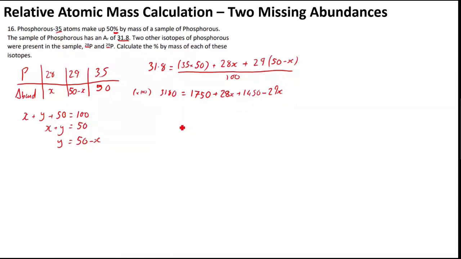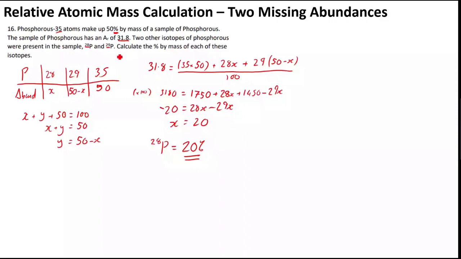So we've got this. Now we just need to get all the whole numbers, so the 1750 and the 1450, onto the left-hand side. So just subtract both of them. That's going to give you minus 20 equals 28x, take away 29x. And then 28x take away 29x gives you minus x. So minus x equals minus 20, or x equals 20. And at this point, even though you've drawn out the table and it should be quite clear to the examiner what's going on, I would always write down the symbol of the isotope and just say its abundance, 20%.